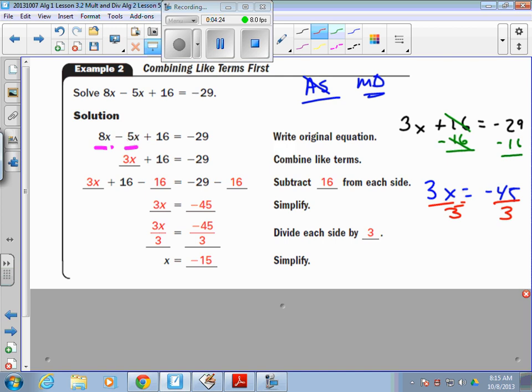So again, combining like terms first. Here's where it gets a little bit confusing, because you have to work normal order of operations. But then when you go across the equal sign, here's your equal sign here, some people call it the river. They learned it as it goes across the river. When you go across the river, across the equal sign, you work order of operations backwards.